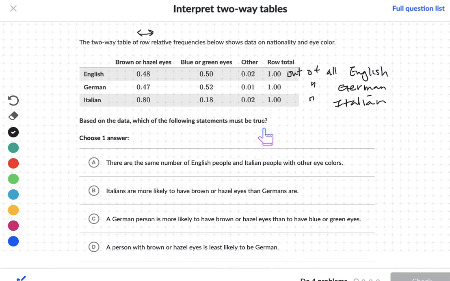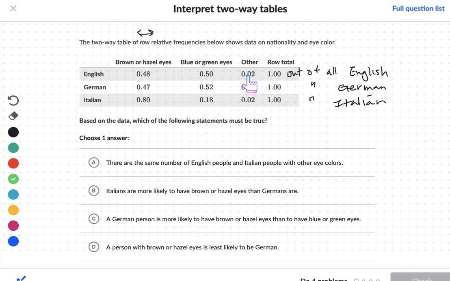So the two-way table of row relative frequencies below shows data on nationality and eye color. Based on the data, which of the following statements must be true? Pause the video and try it on your own first. All right, first statement. We're going to go down the row. It says there are the same number of English people and Italian people with other eye colors.